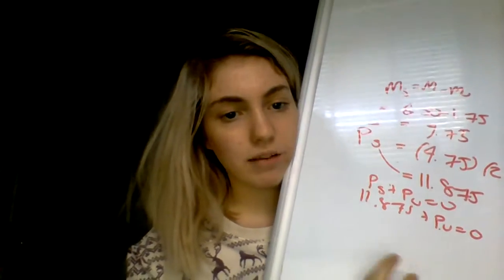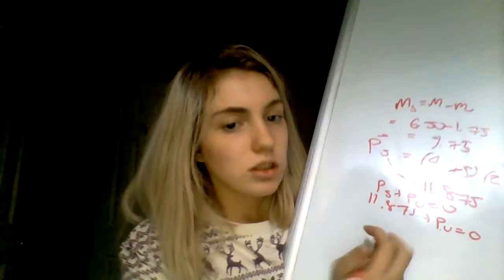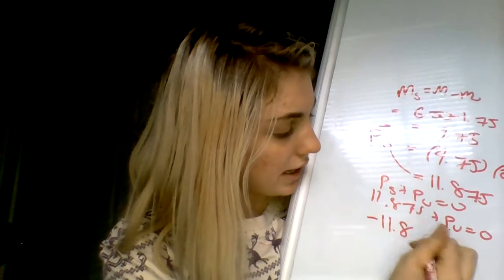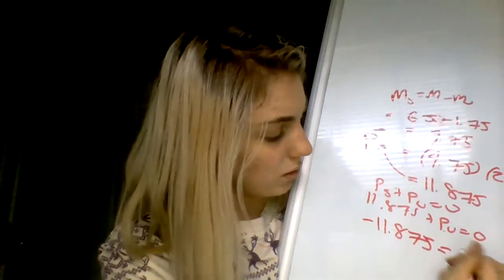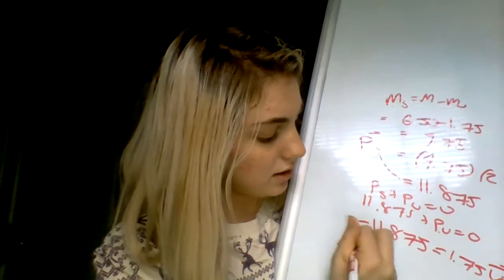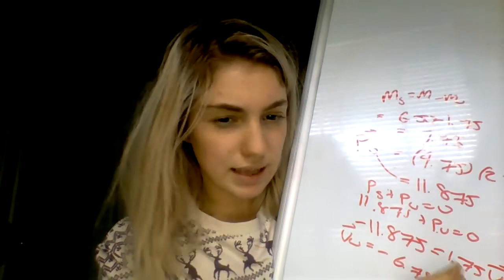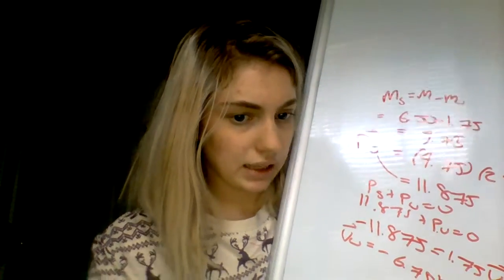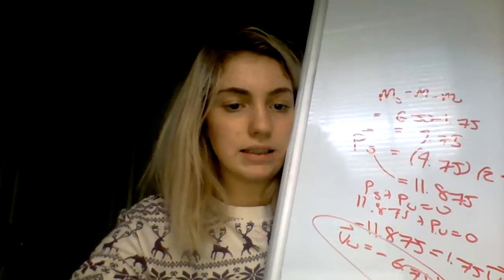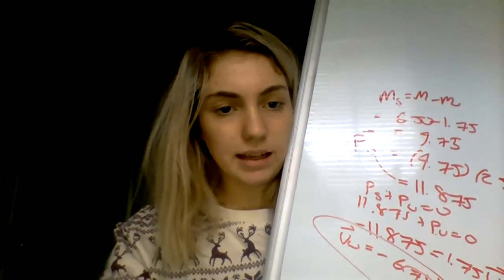And now we plug in our values for PW and MW in the equation. So ultimately negative 11.875 will equal 1.75 times this, so it'll equal negative 6.78 meters per second. So the velocity of the water is 6.78 meters per second opposite to the squid. And that was just part A.